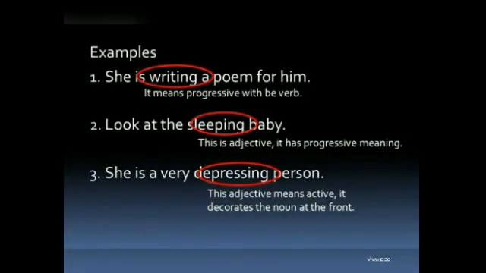She is writing a poem for him. It means it is in the progressive with the be verb, that is writing. Look at the sleeping baby. This is an adjective, so it is describing the baby. It is in the progressive, that is, the continuous tense. She is a very depressing person. Here depressing is the word that describes the person and it comes before the noun.